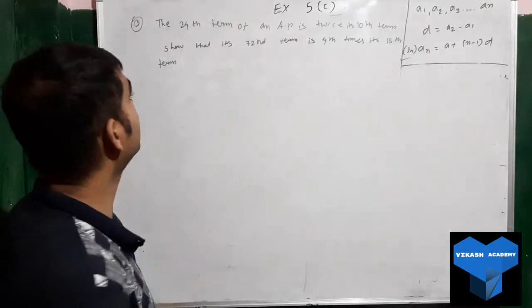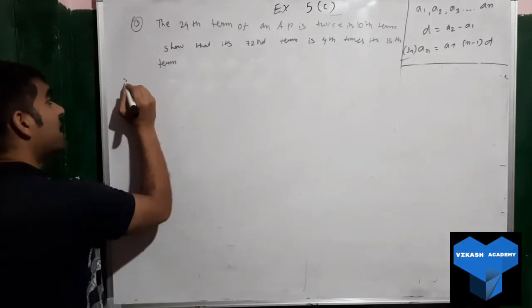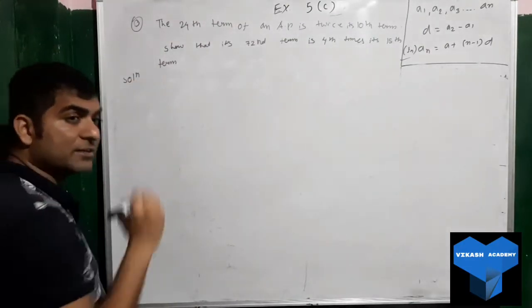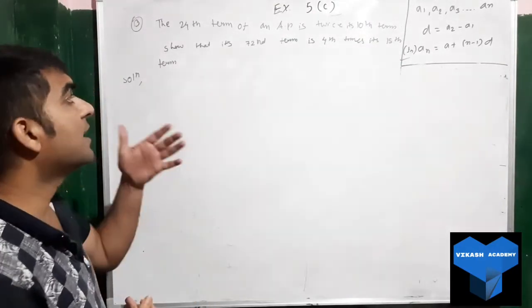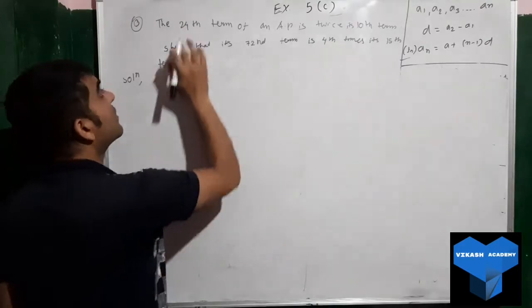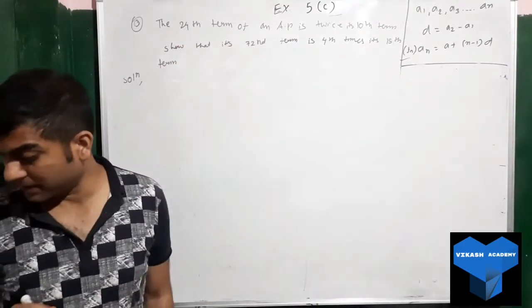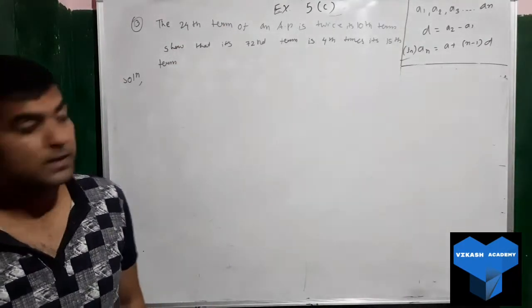So now let us first see the first condition. Here also you will write all the symbols. A is the first term, D is the common difference, Tn is the last term, and N is the number of terms. So now the 24th term, right? So T24. So you write what?